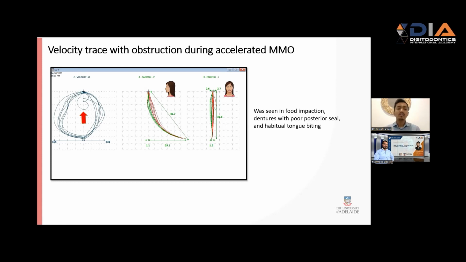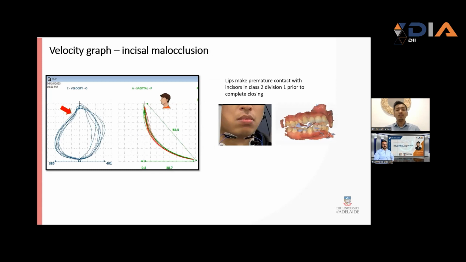Now, tongue biting in itself can have a lot of problems down the line, including an enlarged tongue, a scalloped tongue, and sometimes even burning mouth syndrome if a nerve gets severed in the process. So it is also very important to have a look at. Now, the velocity graph and incisal malocclusion, I've already talked about this a bit, but if you can see the malocclusion right here, the upper right central incisor makes contact with the lower lip first, which is why there is this tiny deflection right here.